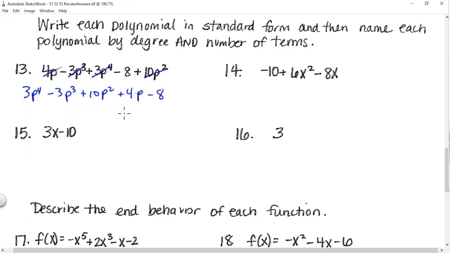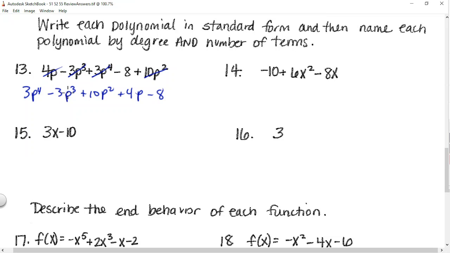Now, a lot of you guys, when you did these, you missed that part of the problem, and I didn't count it wrong because I just let you off on that. You're supposed to write these in standard form and then name each polynomial by degree and number of terms. So these names are on the notes, and when the degree is 4, there's a special name for that, and it's called quartic.